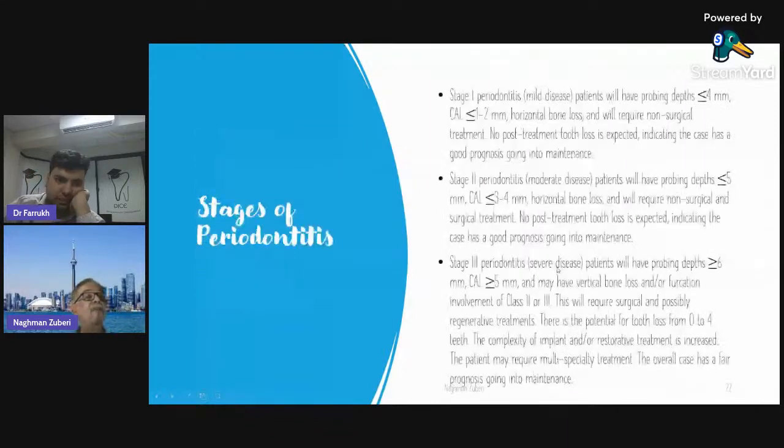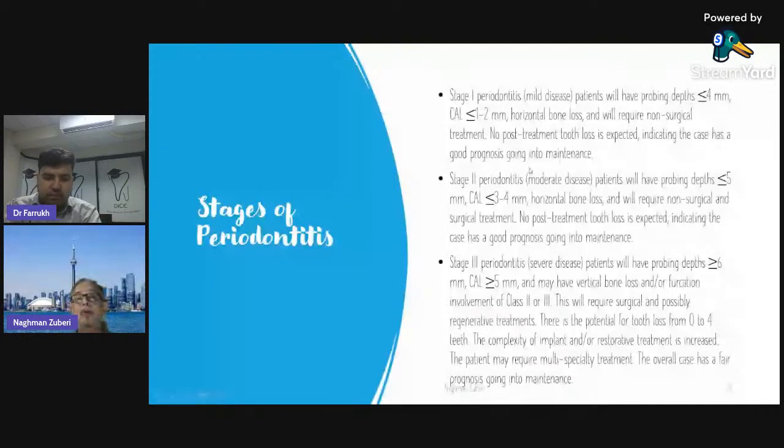Stages of periodontitis. Periodontitis is categorized into different stages. Stage 1 periodontitis: probing depths less than or up to 4 millimeter, with clinical attachment loss of 1 to 2 millimeter, and will require non-surgical treatment only, meaning scaling and root planing will be adequate. No post-treatment tooth loss is expected, indicating the case has a good prognosis going into maintenance.